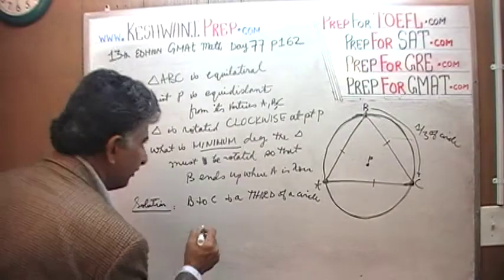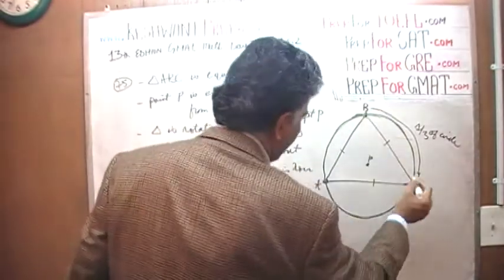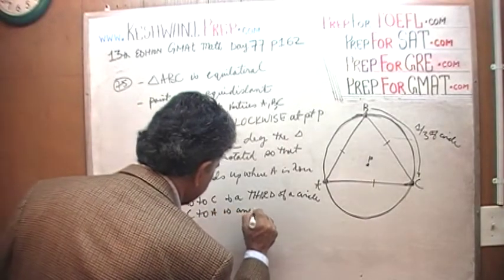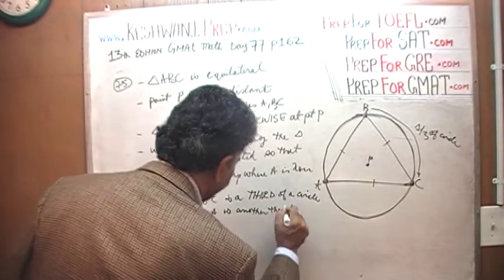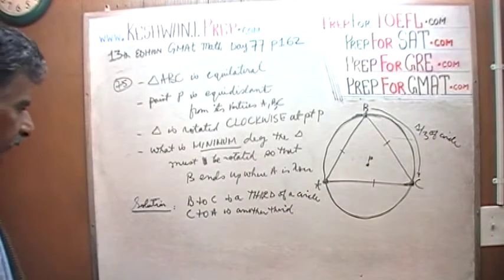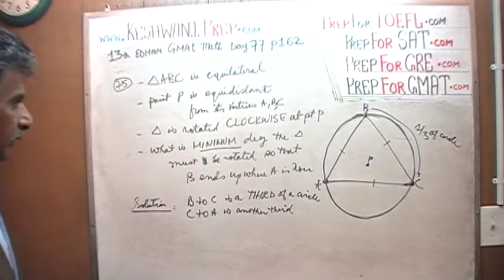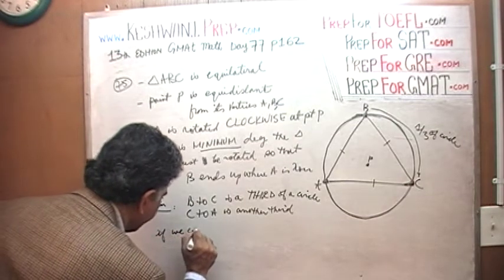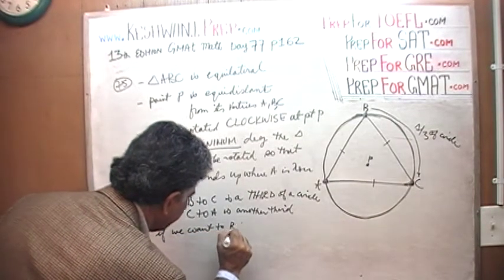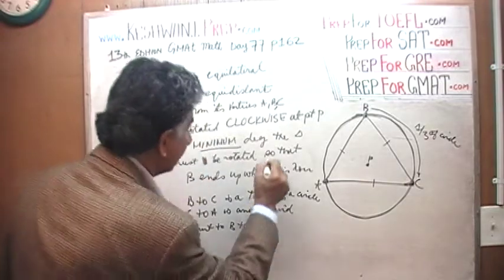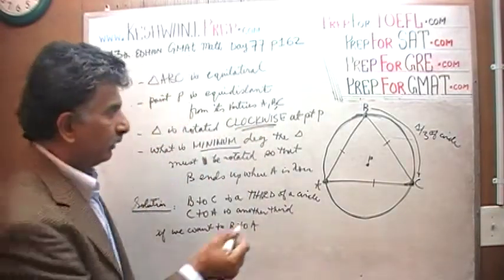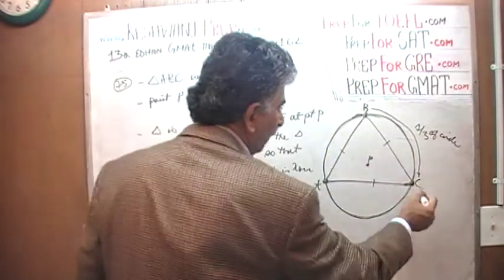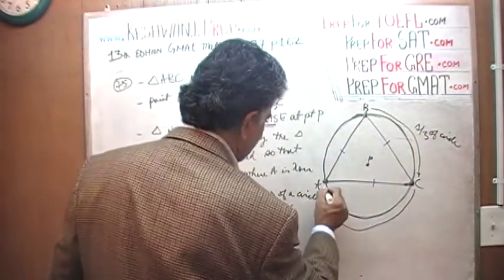Similarly, once we arrive at C, so we have our point B, we arrive at C, from C to A is another third. It's another third. Therefore, if we want to go from B to A, going clockwise is important, because if we were to go anti-clockwise, it would be only a third of a circle, but we are told that we have to go clockwise.